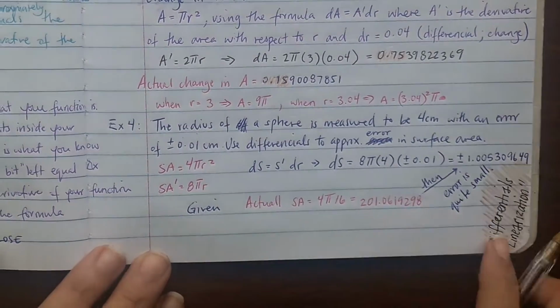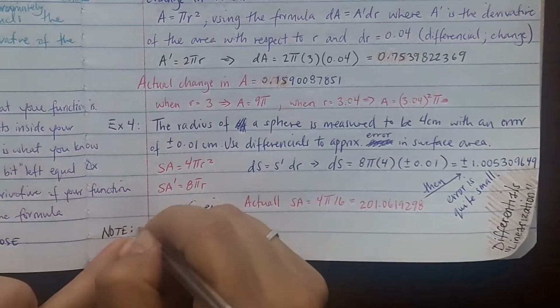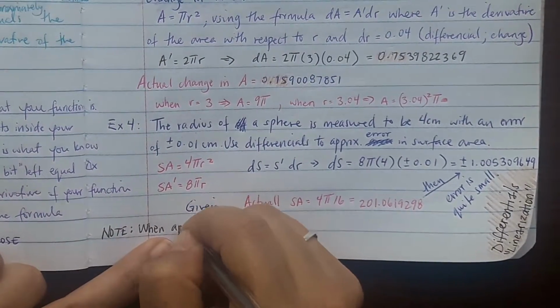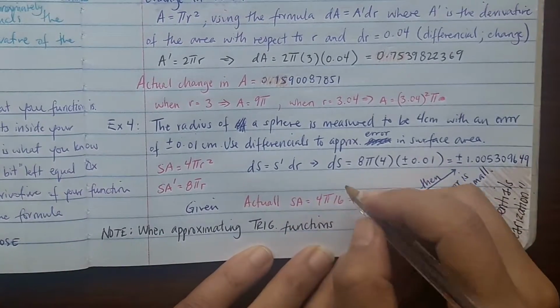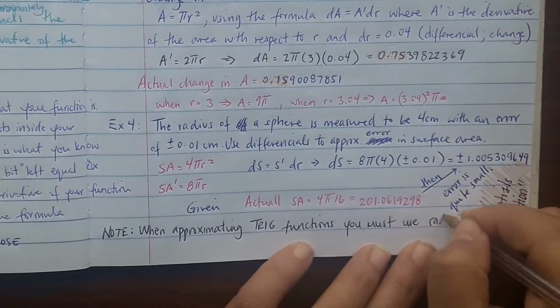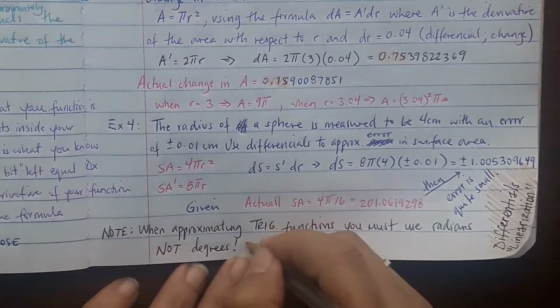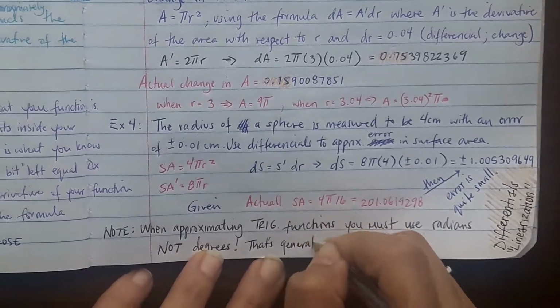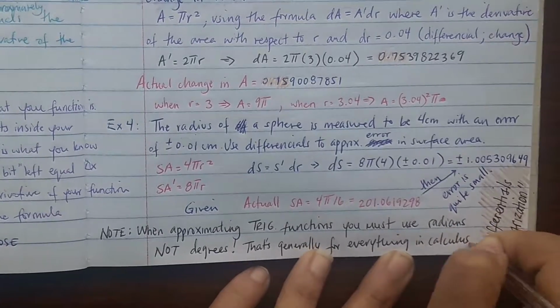Okay, so one final thing that you need to remember, note when you're approximating trig functions, you must use radians. Do not use degrees. You must use radians, not degrees. This is generally true. I forgot to write the word true, so that's a listening check. Write true. This is generally true for everything in calculus. And that's pretty much it for differentials, so let's practice.